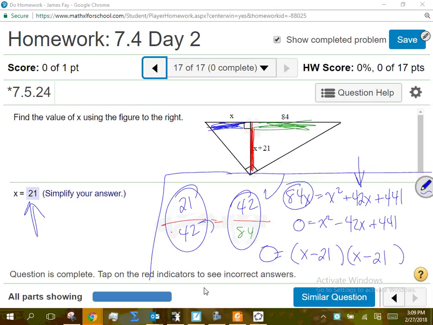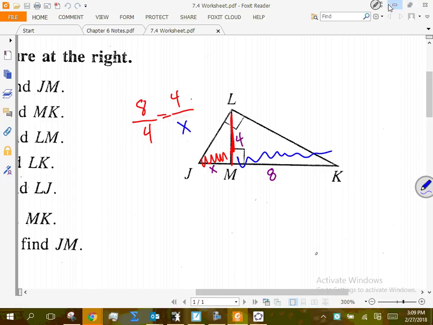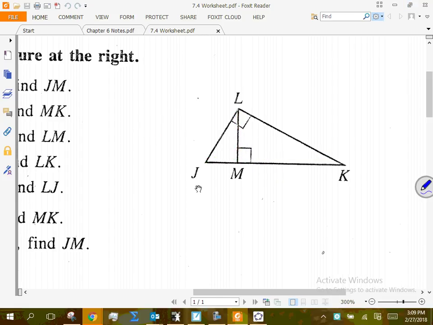Okay. I'm going to do a question with you tonight from your homework real quick. So let me pass this out, and then we'll do that question.